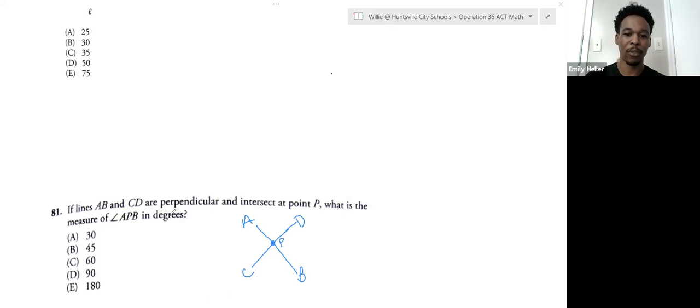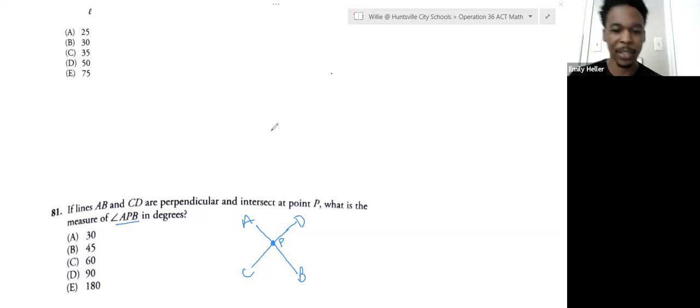Since they're perpendicular, what is the measure of angle APB? Is that right? APB. AB and CD intersect at P. Okay, what is the measure of angle APB? Prevention, I was with you. I'm not sure. This seems like an error, because before I drew it out, any two that are perpendicular, but this is APB.